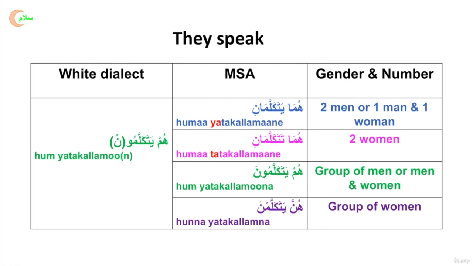However, in the white dialect, or the Arabic spoken between Arabs to communicate with each other, there is only one. And you notice here that we have هم يتكلمون, and that one is what we use in the white dialects. And basically, it's just a group of people. So in white dialects, we don't use the gender and number with they. So only one word, just like in English.